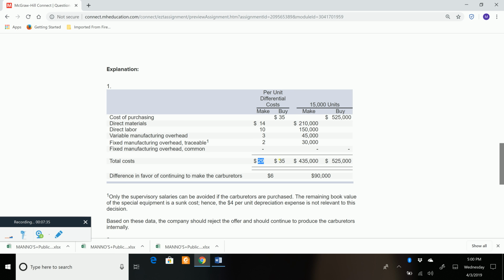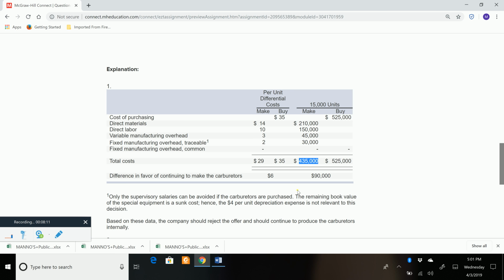How about buying it? Well, we said buying it is $35 each. So when we actually take the dollar amounts times the number of units, we get our full dollar amount. So our internal relevant costs to make it ourselves are $90,000 less than if we bought it from outside. So that gut reaction that we should buy it from somebody else instead of making it ourselves is definitely just that, a gut reaction, and it is the wrong decision.